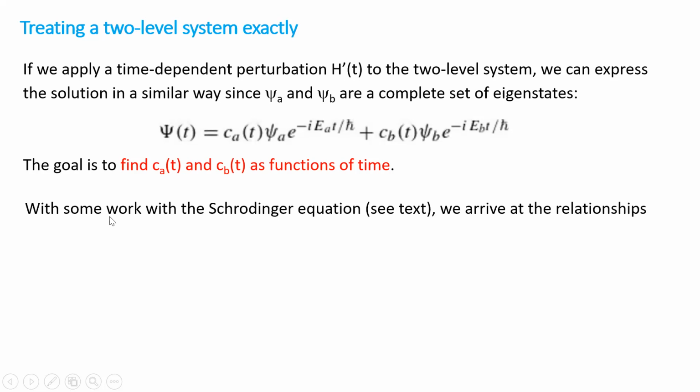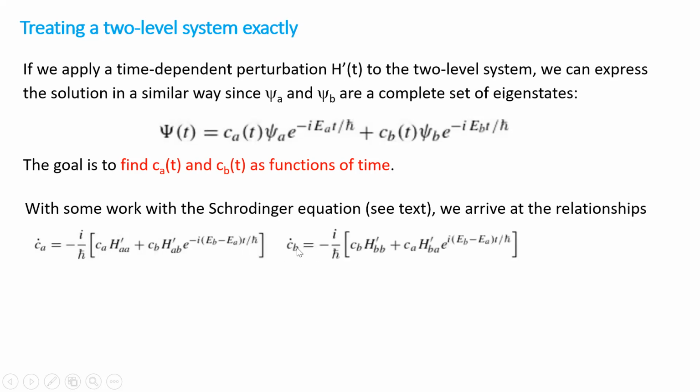Okay, so with some work with the Schrödinger equation, and I'm going to ask you to see the text on this because it's a couple pages, we arrive at the following relationships for CA and CB as functions of time. They're differential equations. This dot means the time derivative. So CA dot is minus i over h bar, CA, remember CA is a function of time, times this matrix element, which I'll define in just a second, plus CB times another matrix element, times this exponential here.